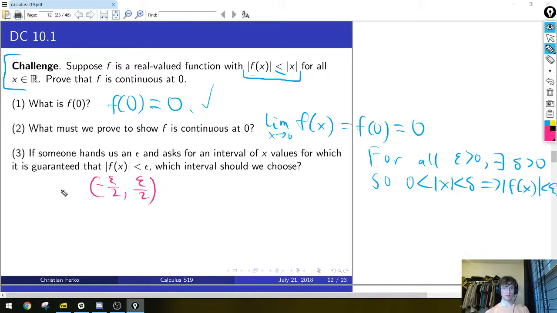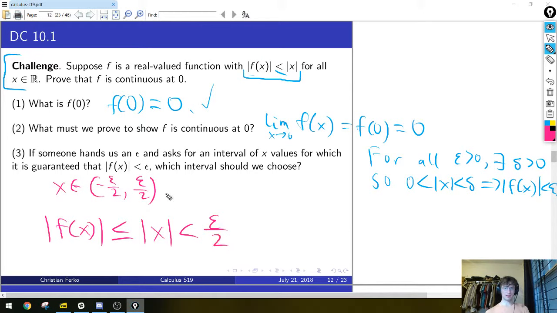So let's prove why this works. Suppose x is an element of this open interval from minus epsilon over 2 to epsilon over 2. Then what do we know about f of x? Well, the absolute value of f of x, by the key assumption we made about the function, will be less than or equal to the absolute value of x. But since we've chosen x to lie in this interval, everything in this interval has absolute value at most epsilon over 2 because of the way you've constructed it. So this thing is less than epsilon over 2.